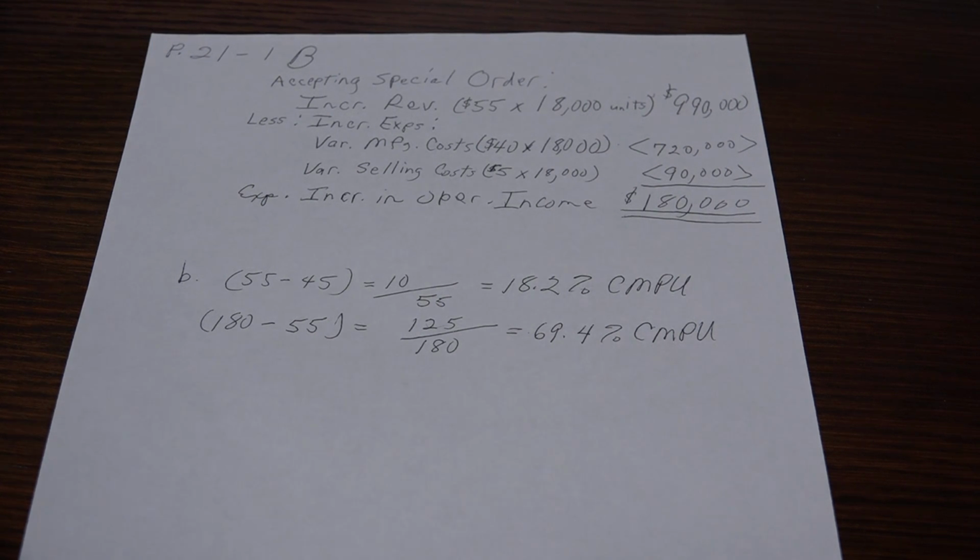So that is problem 21.1b. I don't think my voice is going to get any better, so let's just go ahead and do 21.2b. Yikes, bent paper. Okay, so 21.2b.